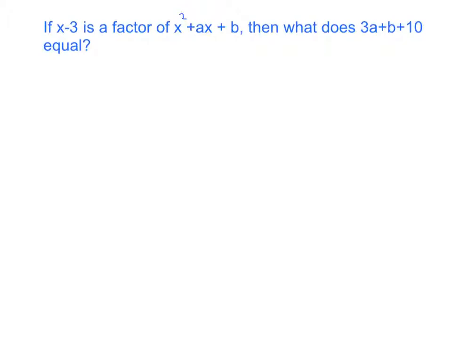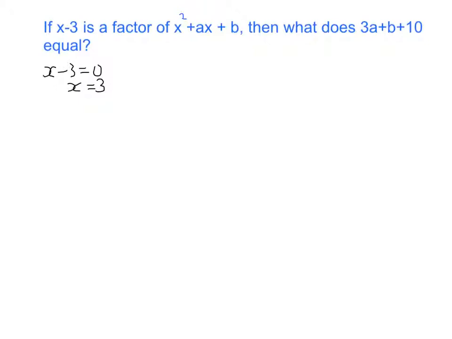If x take 3 is a factor of x squared plus ax plus b, then what does 3a plus b plus 10 equal? Okay, what we need to do with this one, we're told that x minus 3 is a factor, so if we set x minus 3 equal to 0, rearrange that, we get x is equal to positive 3, and we want to substitute that into this function.